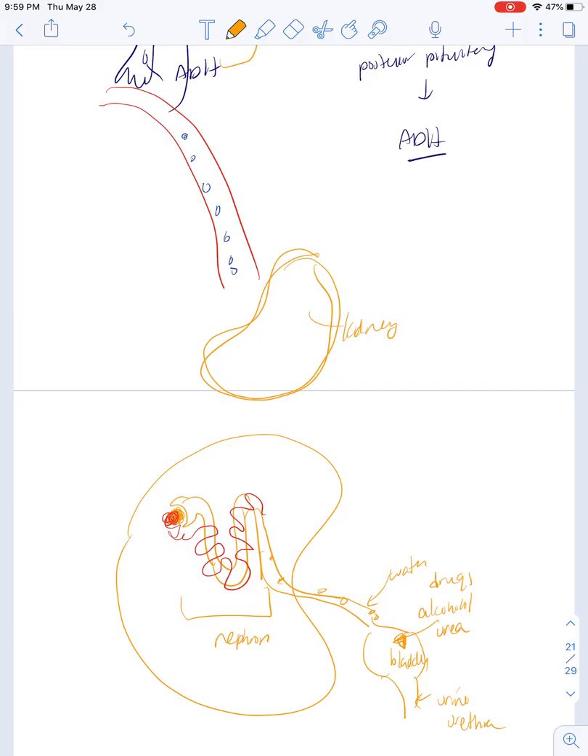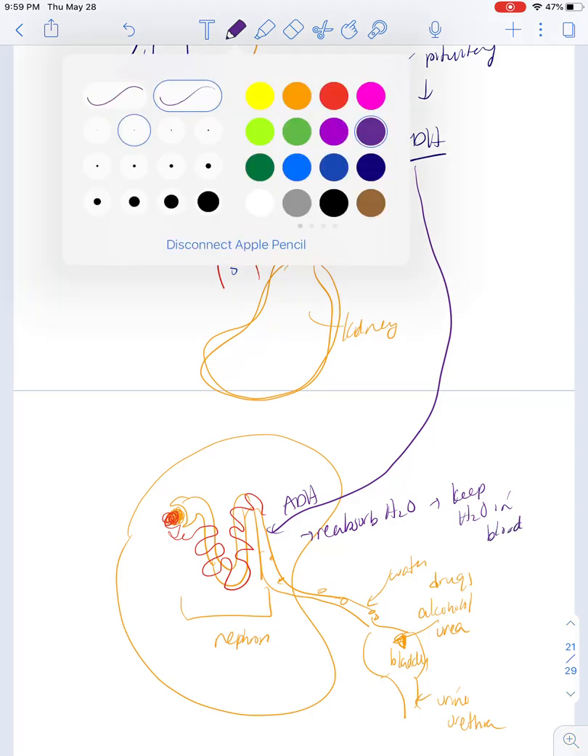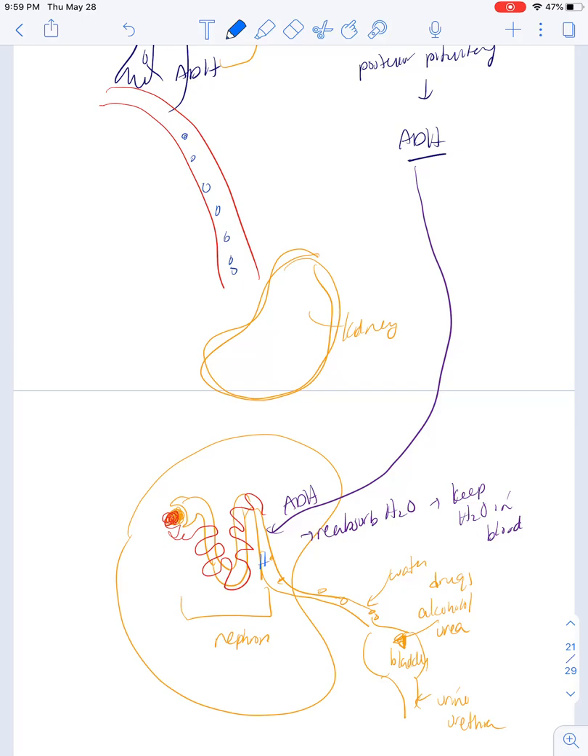You guys can imagine this HGH going to this nephron. And what this HGH is telling the nephron in the kidney to do is to reabsorb water. So what does that mean? It's telling it to keep water in the blood. So let's say this water, you're supposed to pee it out. Well, when ADH comes in, it's telling you to keep the water in the blood. So now water stays in the blood.